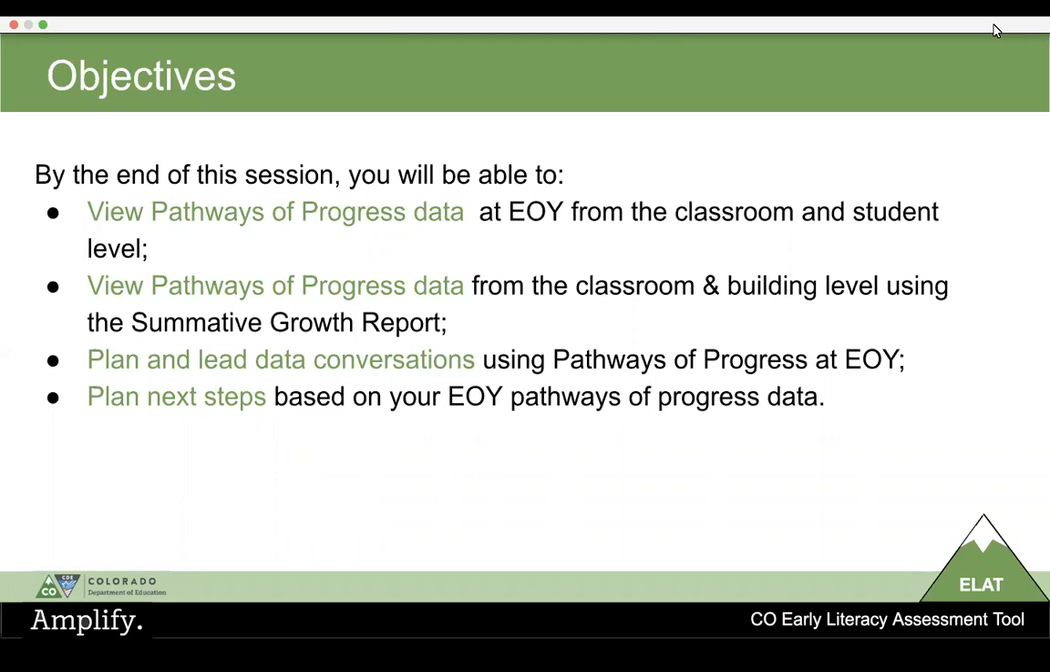First of all, we're going to start out by looking at the objectives for this afternoon. We are going to be viewing Pathways of Progress data at end of the year from the classroom and the student level. Also, we will view Pathways of Progress data from the classroom and building level using the Summative Growth Report. We will be talking about planning and leading data conversations using the Pathways of Progress data, and then also plan next steps based on your end of the year Pathways of Progress data.